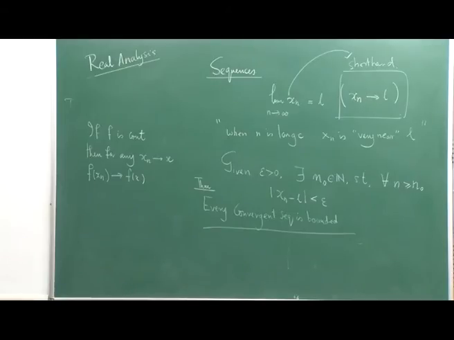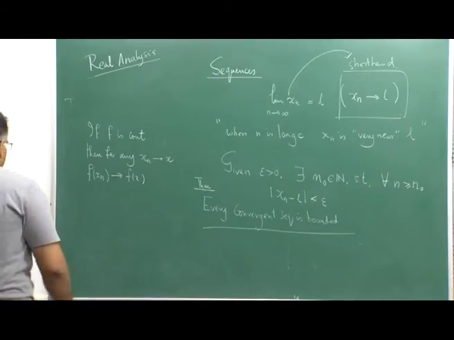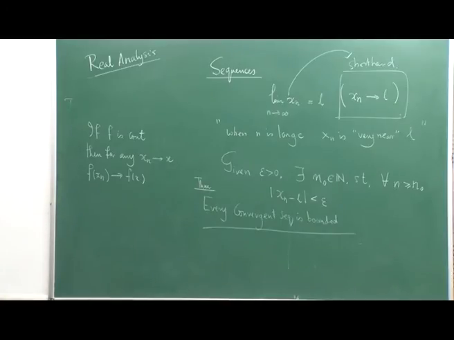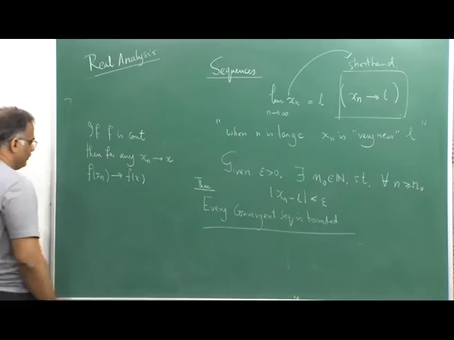In fact, the opposite also happens. Function f is continuous if and only if for every sequence x_n this is happening. So, let us just prove this part, and you think about the other part. So, what happens if f is continuous? Now, you take any x_n tending to x.